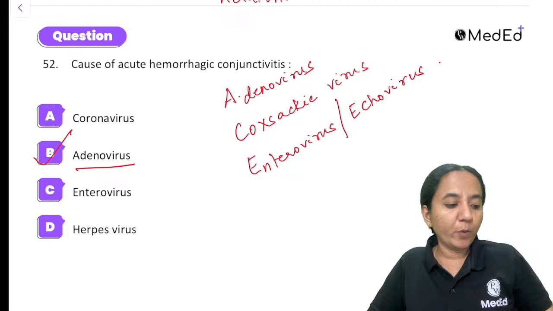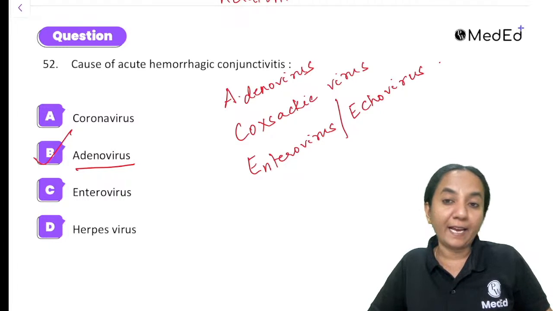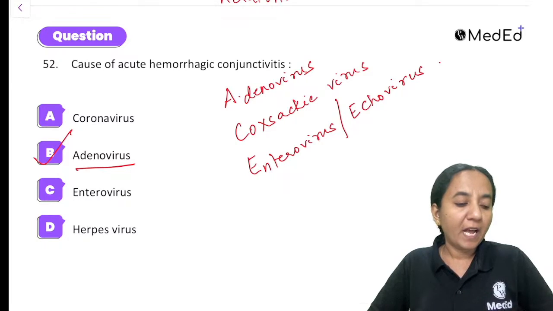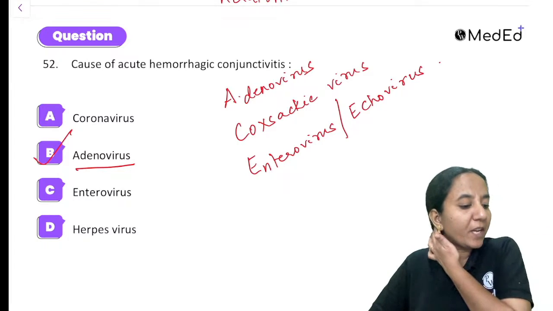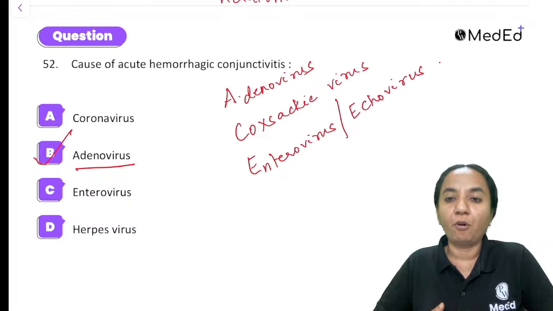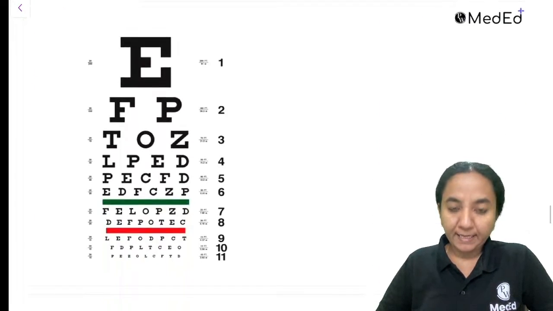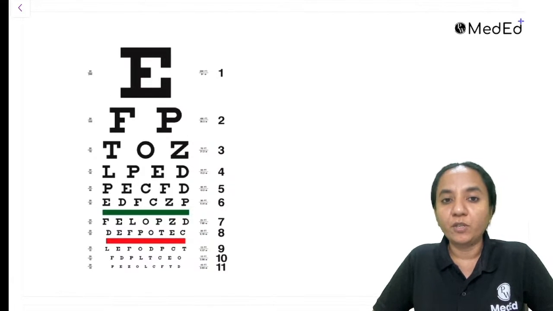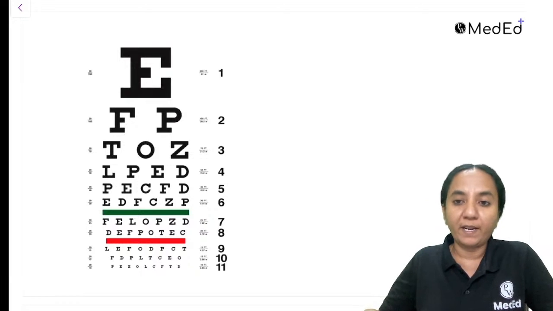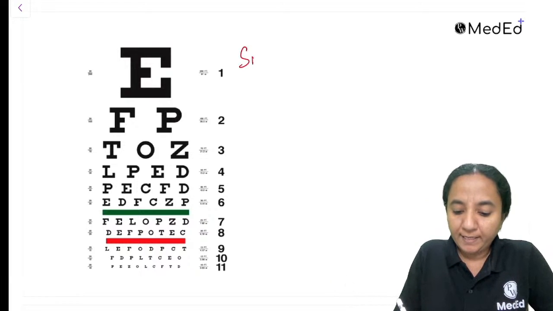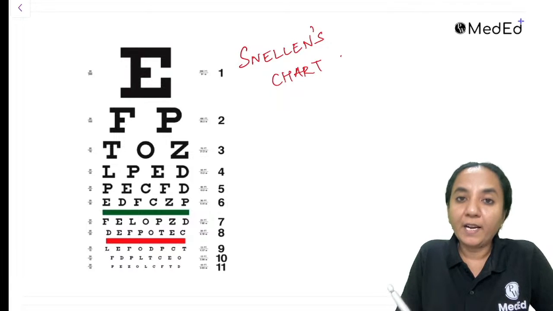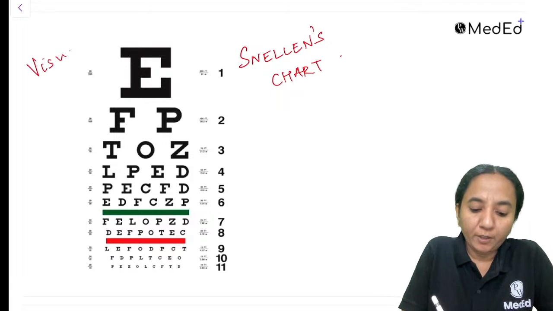Okay, so this was a quick run through of questions that I feel are really important. Now what I'll do is I'll go through a quick run through of the important images. So let me have a look at the important images. So what is this vision chart? This is the most commonly used vision chart. I think you should be able to identify this. What is this? This is your Snellen's chart, which is for evaluating the visual acuity.